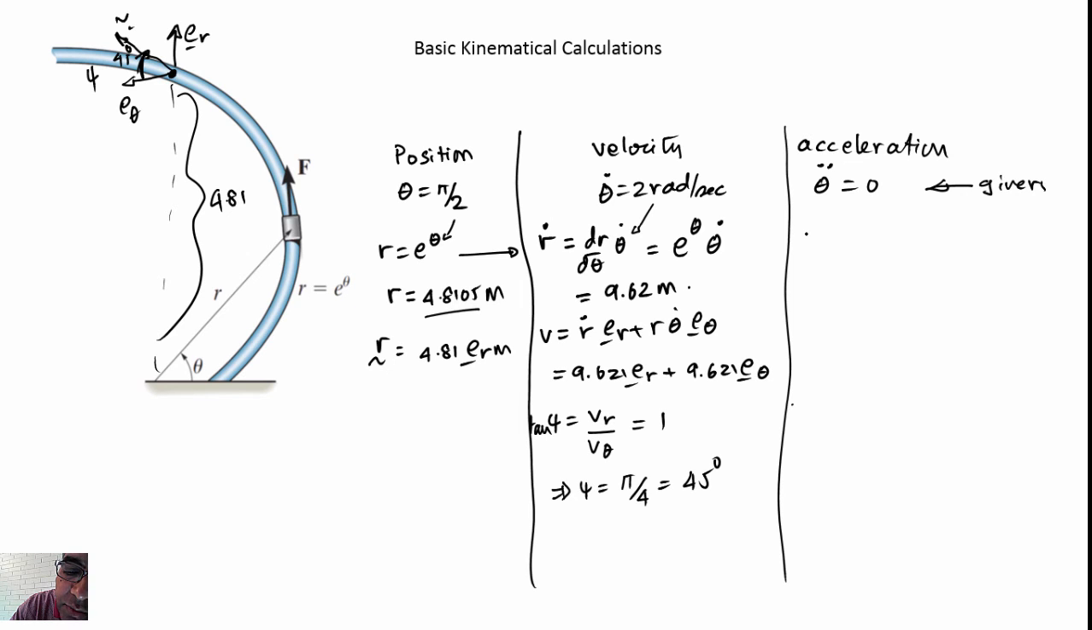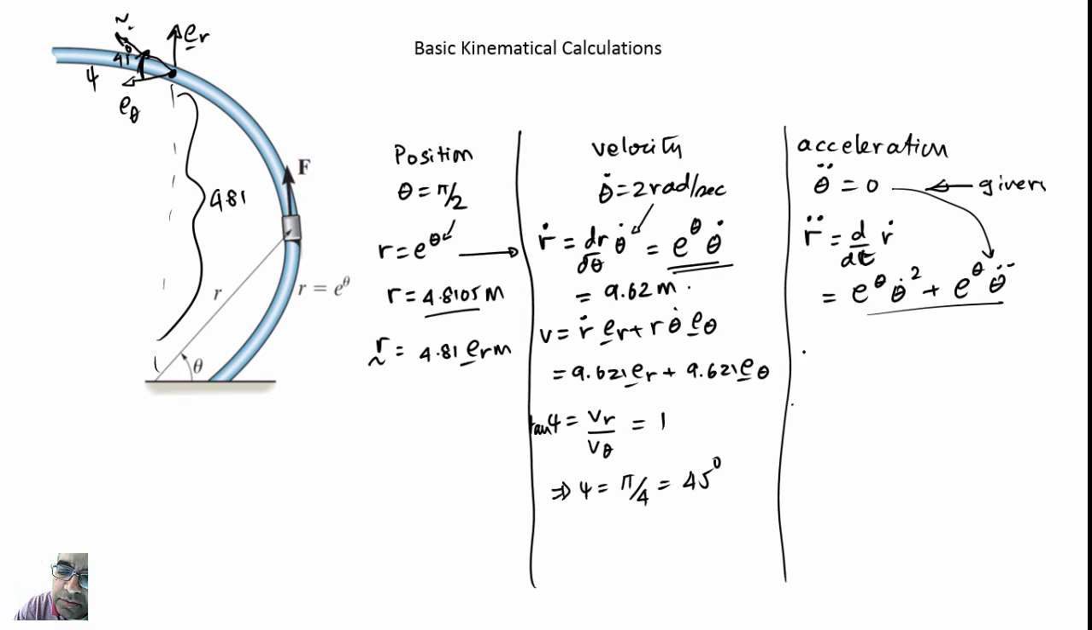Acceleration, for acceleration I want to be able to compute r double dot, which is d dt of r dot. If you do that, you will find that I will get e to the theta theta dot squared plus e to the theta theta double dot. Do the differentiation, differentiate this twice, differentiate this once more, and you'll get this. At the instant that we are looking at, now I am going to substitute these values and I'll get r double dot turns out to be 19.92.